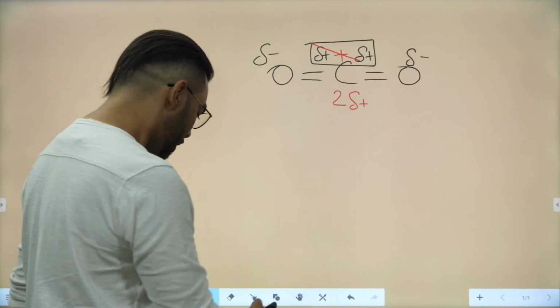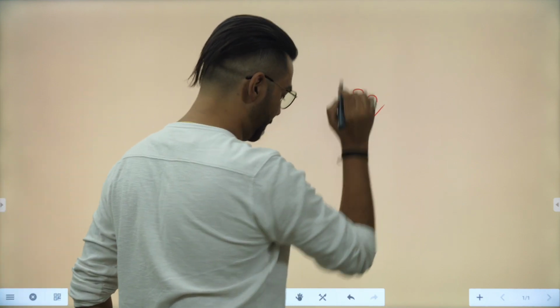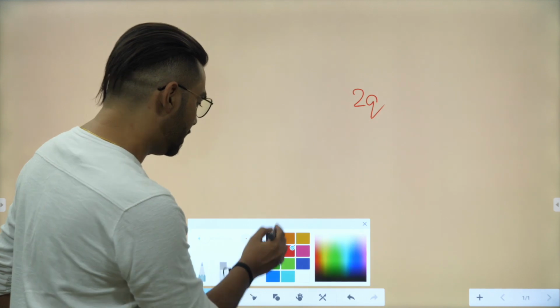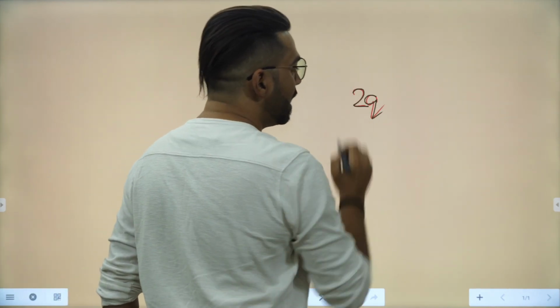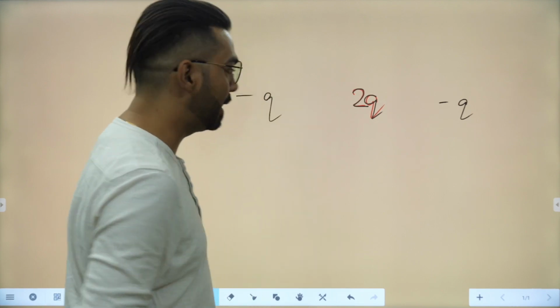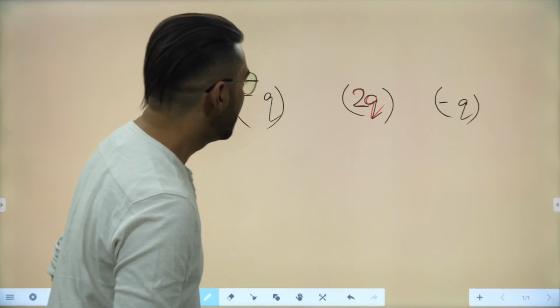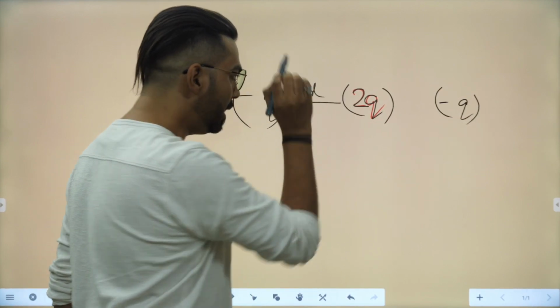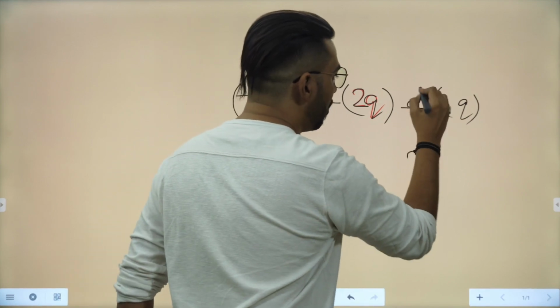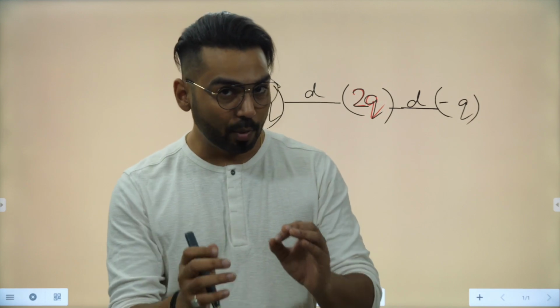Okay, so from this example, if I tell you that there is a 2q charge over here, a minus q charge over here, and a minus q charge over here, so these are charges like this, and this distance between them is d, and this distance between them is also d. What is the total dipole moment?